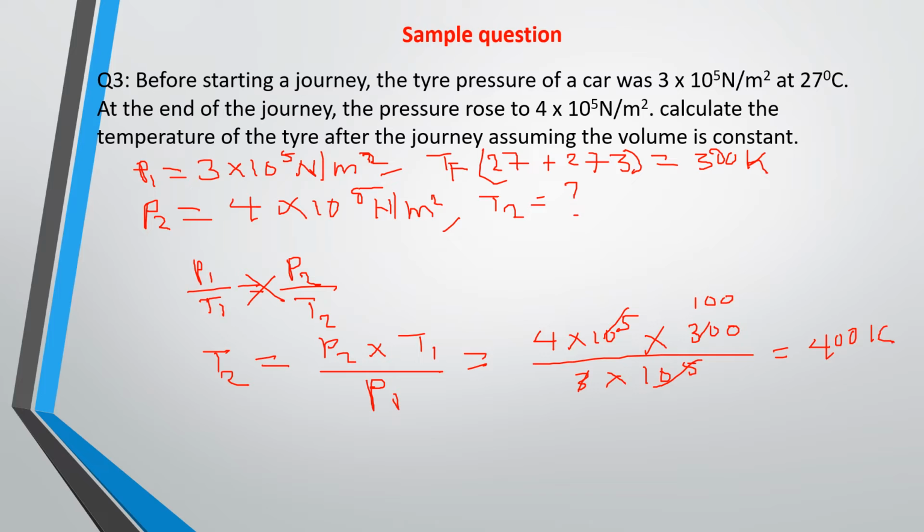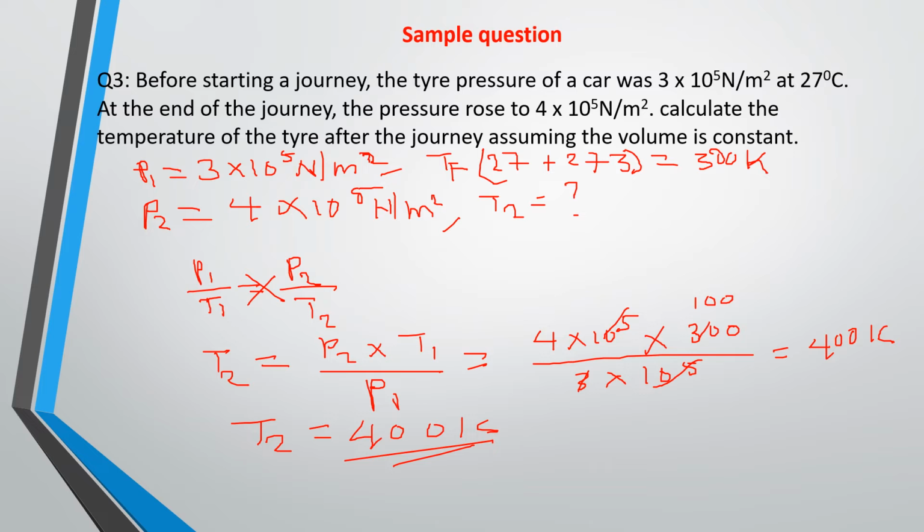Kelvin. So from our calculation, we have gotten that T2 is equal to 400 Kelvin. I hope this is simple and easy for you to understand. So if you have any question that has to do with pressure law, this is the equation, and this is how to go about it, right?